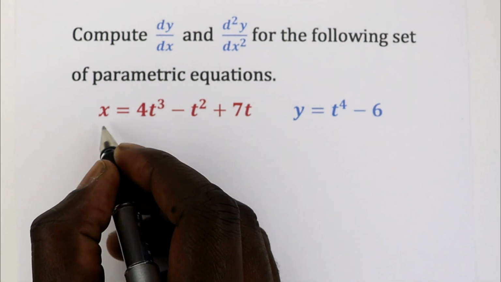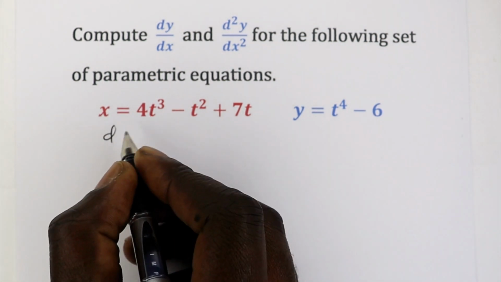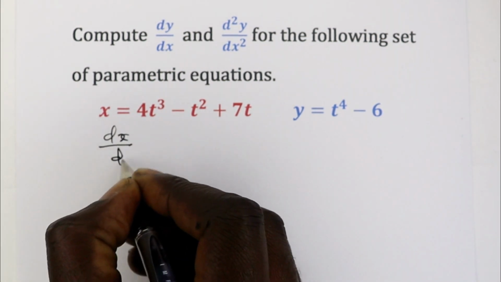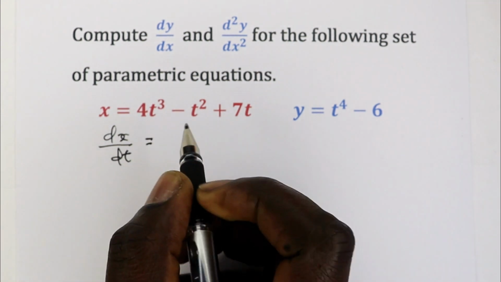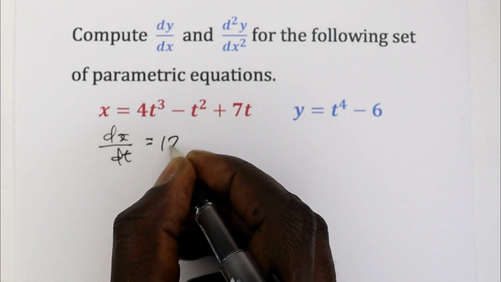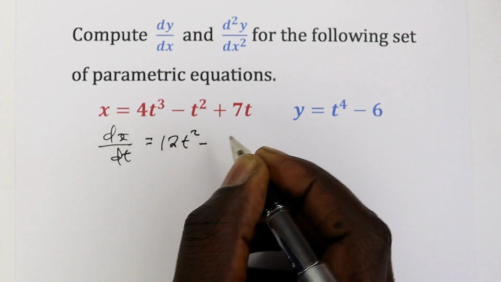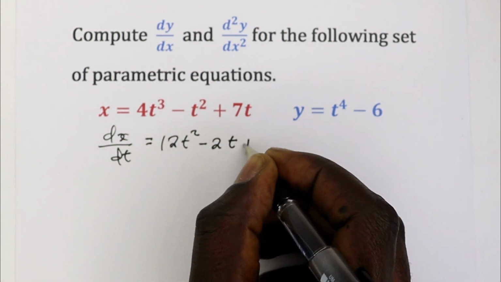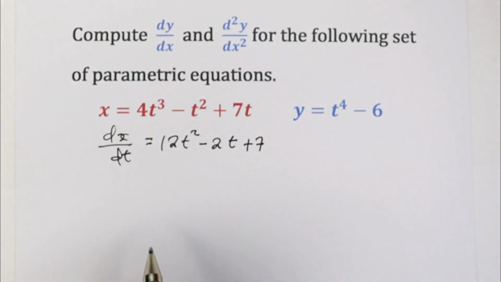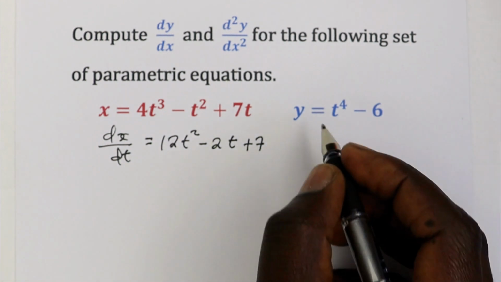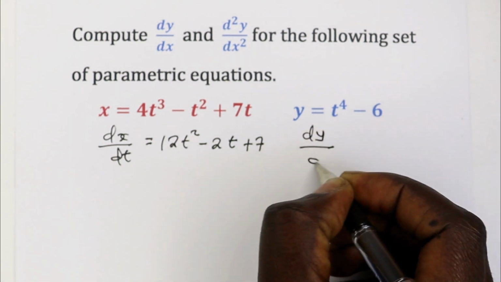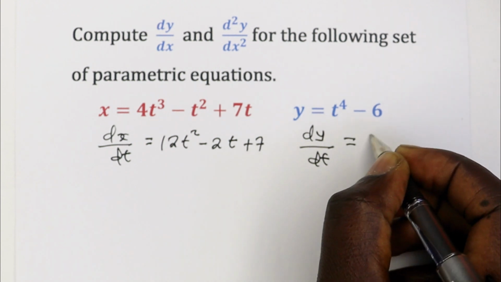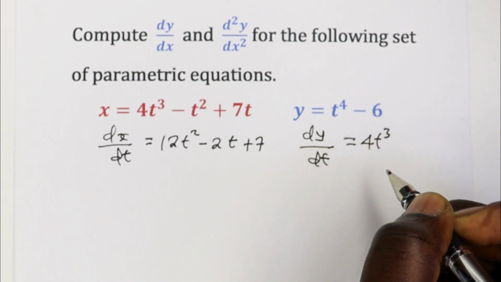So it means we're going to solve for dx/dt, and that will be 12t squared minus 2t plus 7. That is the dx/dt. Then the dy/dt is going to be 4t to the power 3.